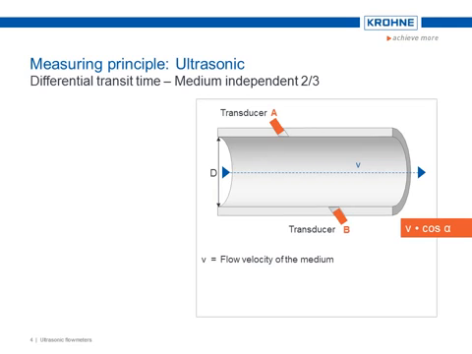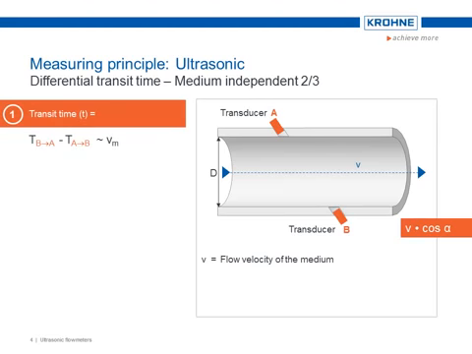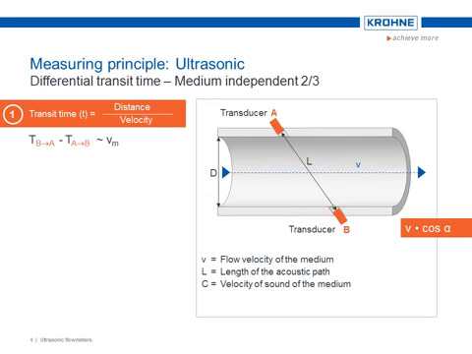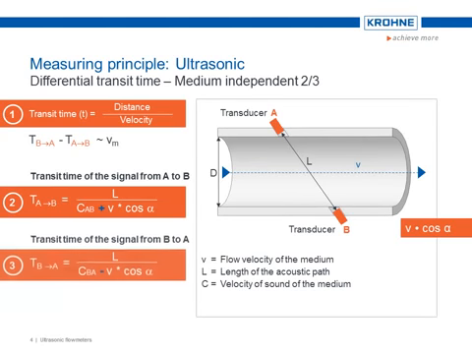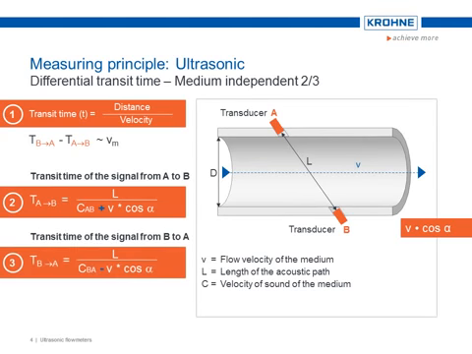Let's see why ultrasonic flow measurement is completely independent of the medium. As we can see in equation 1, the transit time of a signal is the distance between transducer A and transducer B, divided by the velocity which the acoustic signal needs to travel from one transducer to the other. Equations 2 and 3 describe the time the acoustic signal needs from transducer A to transducer B, and from transducer B to transducer A.